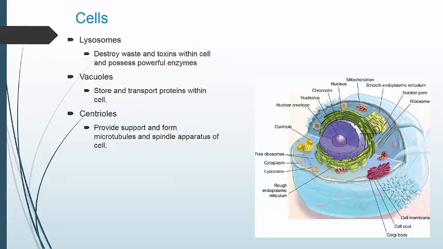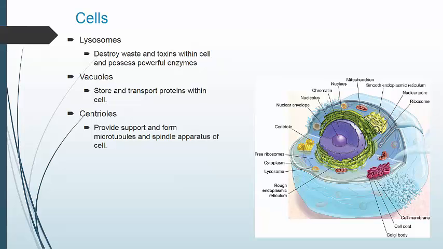Your lysosomes are small cavities within the cell that are surrounded by their own little membranes, and with these enzymes they function to destroy waste and toxins within the cell. Think of them kind of as like the trash service within the cell. Now, your vacuoles store and transport proteins within the cell. They're like the little Uber of the cells, moving these proteins around to wherever they need to go.